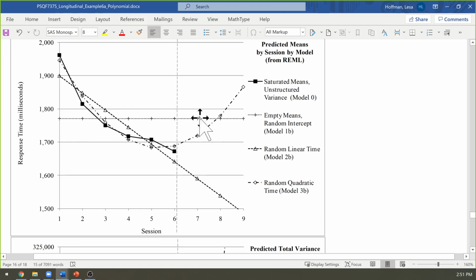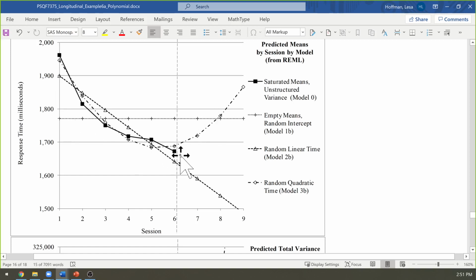We have the empty model, the flat line here that predicts no change. We have the linear model, which is the straight line here with the triangles through it. So you can see that's not a good one. That doesn't look like it fits at all. The quadratic model is the bendy one with the diamonds.